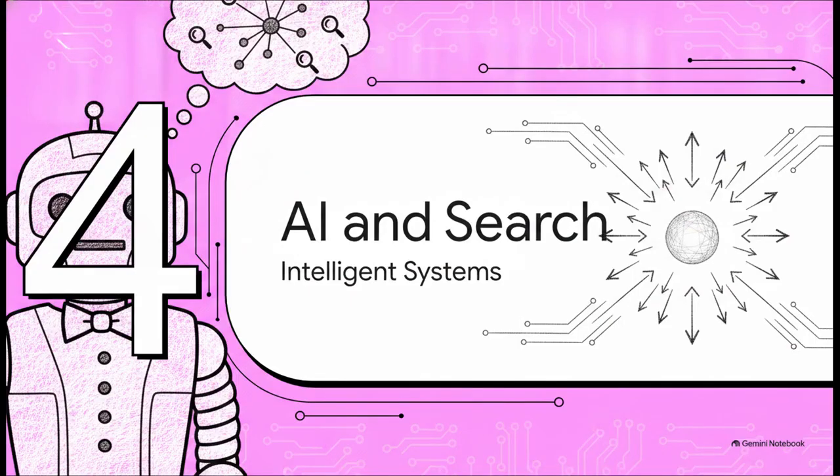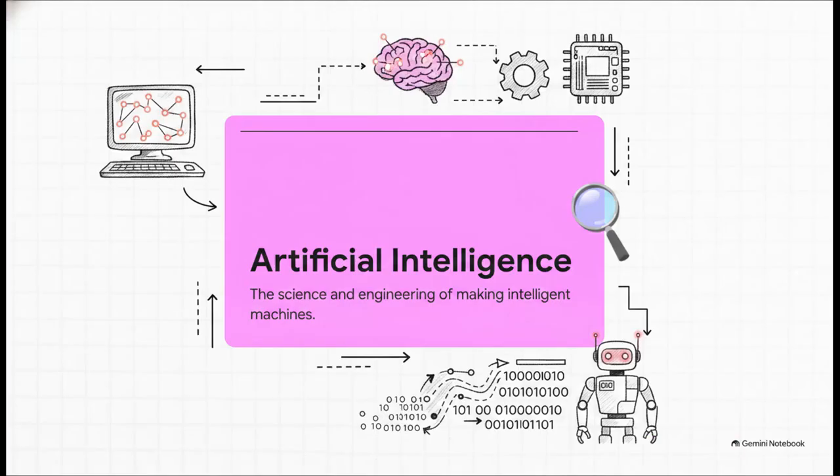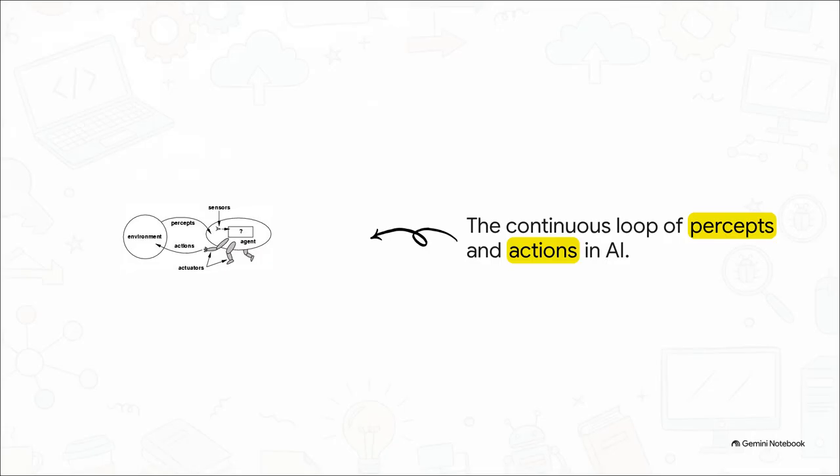And finally, we reach the apex of our tech stack, section 4, artificial intelligence and search. The father of AI himself, John McCarthy, laid out this incredibly clear definition for the entire field. He called it the science and engineering of making intelligent machines, especially intelligent computer programs. So, simply put, it's our ongoing, relentless pursuit to make computers do things which, at least for the moment, we humans still do better.